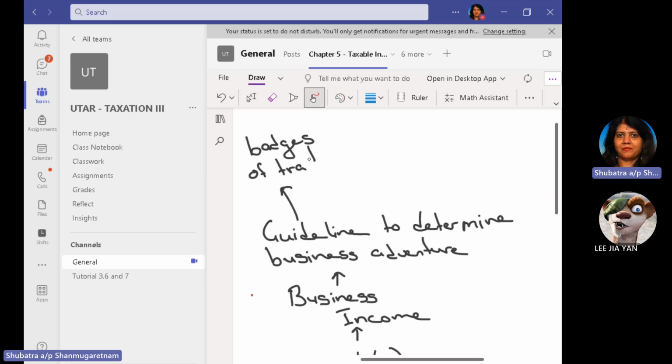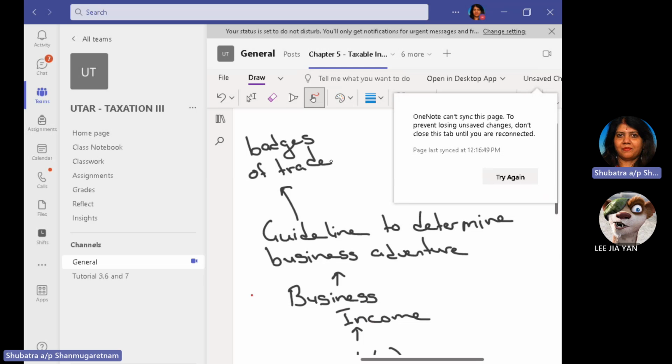Now, guys, I've given you a summary in your tax 3 slides. I've also uploaded your tax 1 slides that give you a detailed explanation of badges of trade. Remember, badges of trade is not a law. It's not part of the Act. You open your Income Tax Act, you will never see badges of trade in there.